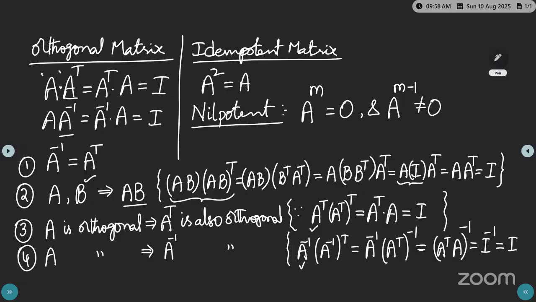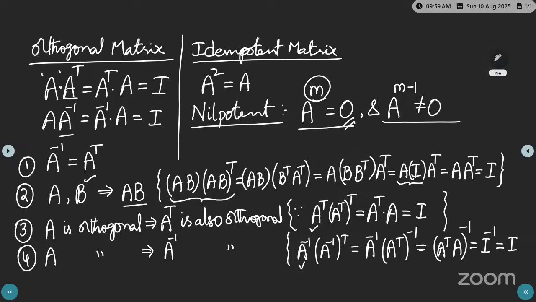If you write A square, A cube, so on up to A power m minus 1, that should be not equal to 0, and A power m equals to 0. Okay, m is the least positive integer satisfying this. You just write the least positive instead of small. Please write least positive integer m such that A power m equals to 0. What is 0, amma? And A power m minus 1 not equal to 0. What is 0?